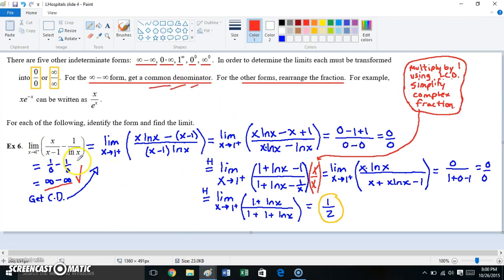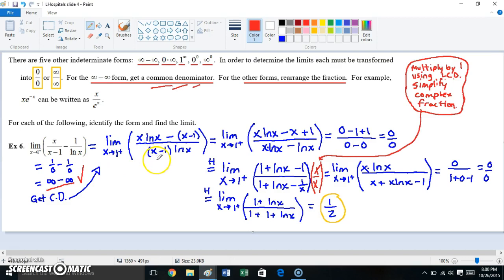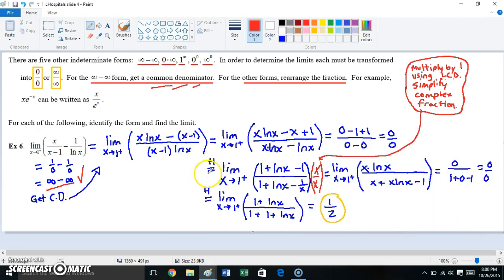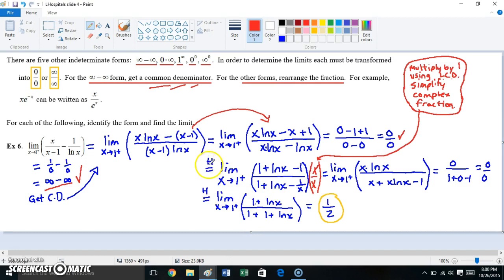So in doing that, the first step was the common denominator of x minus 1 times the natural log of x. Then we're just going to simplify that algebra in the numerator a little bit. Now we evaluate the limit. We end up getting 0 over 0. When we get 0 over 0, we need to apply L'Hopital's rule. So we take the derivative of the numerator and the denominator.